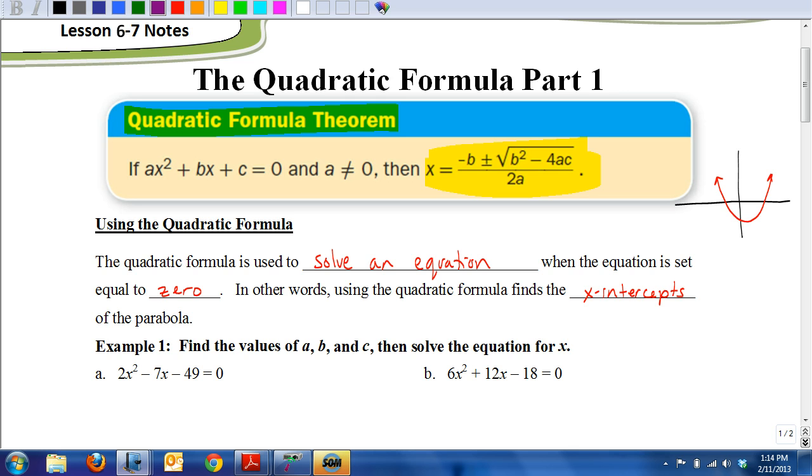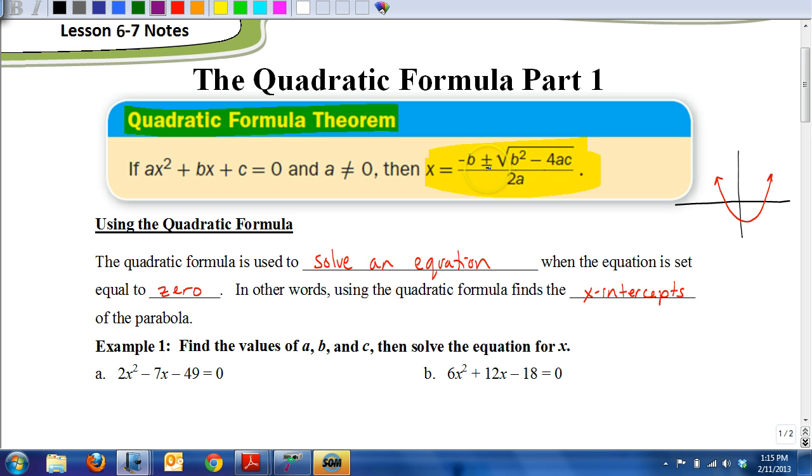By the way, when you read this, when you memorize this, you don't want to memorize it as negative b. You want to memorize it as the opposite of b. Simple linguistic thing, but hopefully it'll help avoid some common mistakes. But it's always the opposite of b.